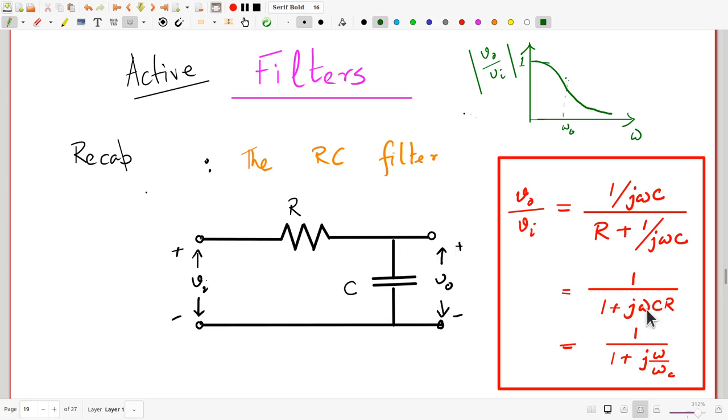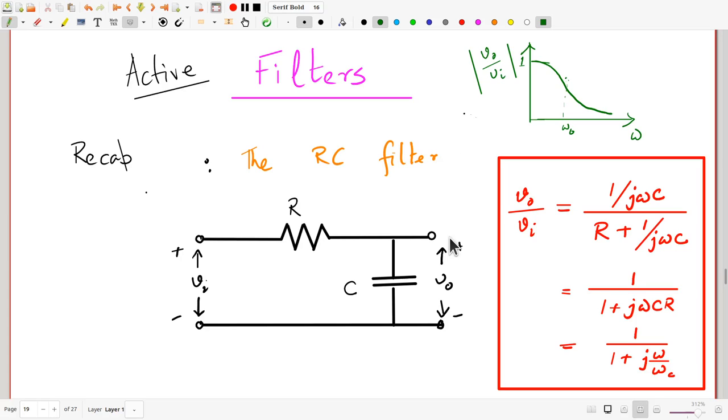After all, this formula is derived assuming that the entire current in this RC combination, whatever is flowing through R, flows through C. That means there is nothing further loading this circuit. Of course, in a filter, you have to apply the output to some load which is going to draw current from this. Strictly speaking, this result that we have is accurate only when we have a very huge impedance as a load or a very small load.